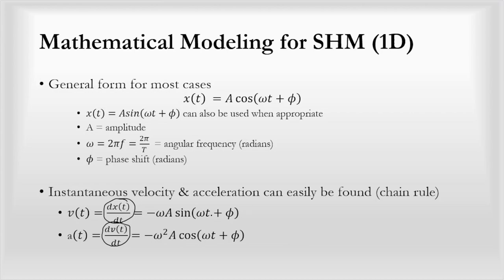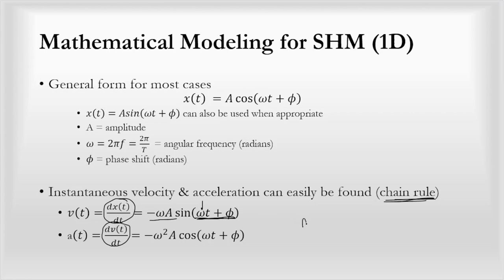Again, I guess I haven't mentioned this: we have the chain rule going on. If we take the derivative of cosine, we're going to get negative sine. But then we also need to take the derivative of what's inside with respect to time. And so we're going to get a factor of omega. A factor of omega comes outside, and so we have negative omega A.